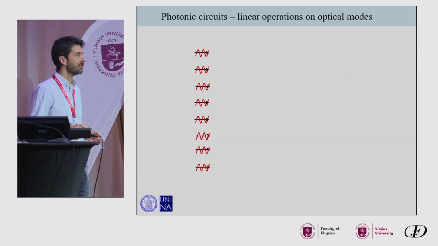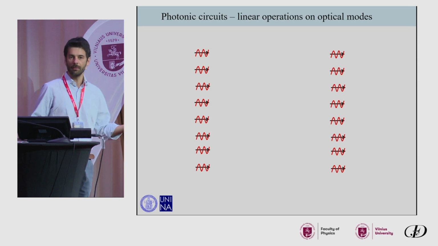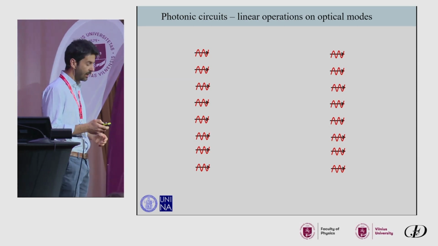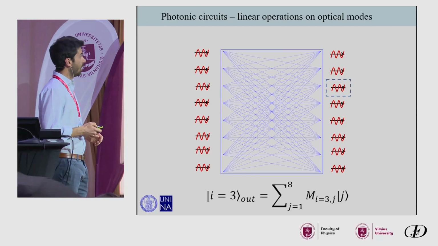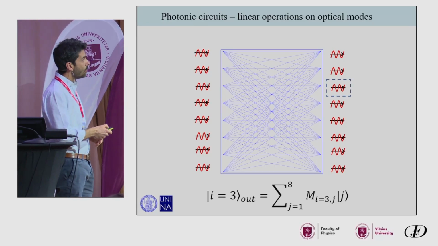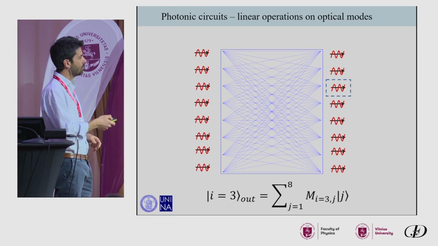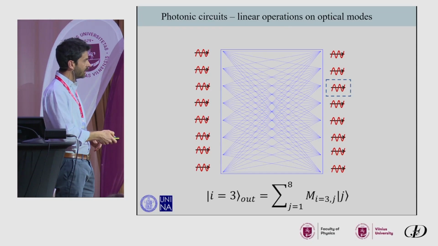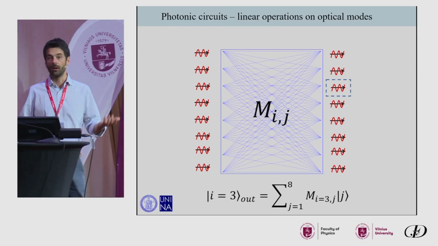Typically in a photonic circuit, you have a bunch of input optical modes and a bunch of output modes. They may be the same ones or different ones. The key point is that they are connected in a network. If you take a mode at the output, it is typically given by a superposition of the input modes, all weighted with the entry values of a matrix.